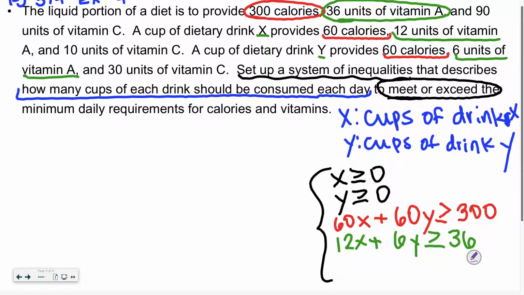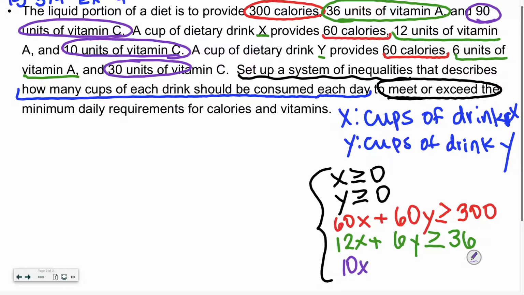So here we go. We have 90 units of vitamin C required for our diet. Drink X provides 10 units and drink Y provides 30 units. So in our inequality, we get 10 units from each cup of drink X plus 30 units from each cup of drink Y, and we need to meet or exceed our 90 unit minimum. Okay. Before we go any further, do you have any questions or clarifications about any of those inequalities?